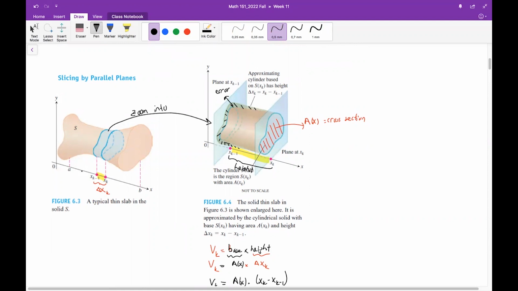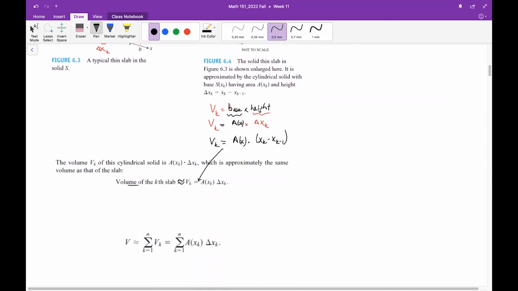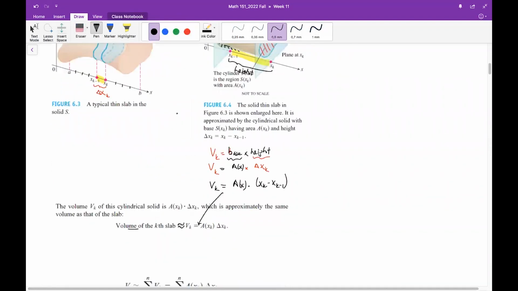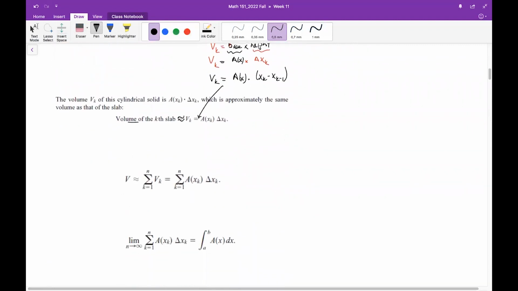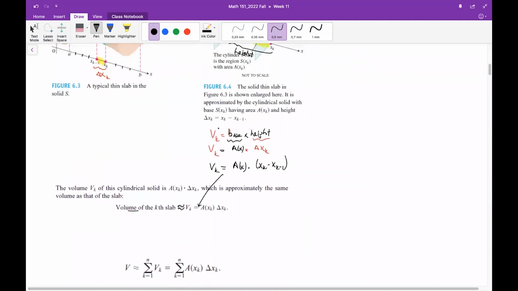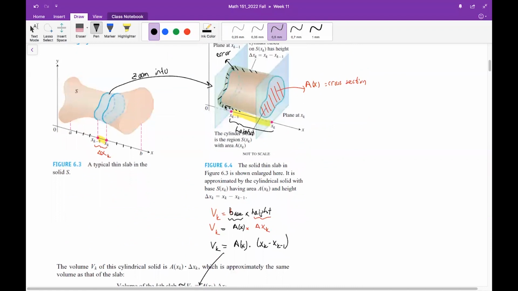Then you can do the same thing over each sub-interval, where you divide your interval AB into n sub-intervals. Over each k-th interval, you will be seeing this. That's why now we want to sum them up, like here. What we are doing here is summing up the volumes of all cylindrical shapes.